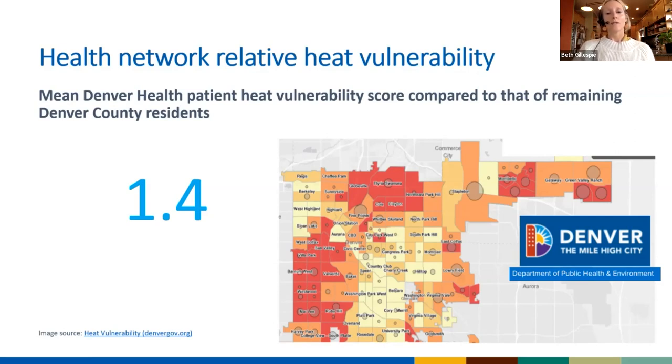And just a few words on this map, which is a visual depiction of the heat vulnerability scoring system. The areas in red signify the highest, the census tracts that are most vulnerable to heat, and the light yellow, least vulnerable. And people that work at Denver Health are very familiar with the inverted L shape of this map. These red colored neighborhoods actually are where most Denver Health patients live. And so it wasn't a surprise that Denver Health patients have relatively higher heat vulnerability compared with the rest of the county.